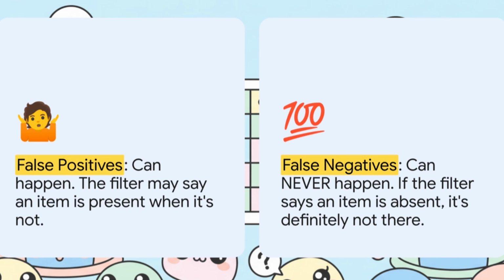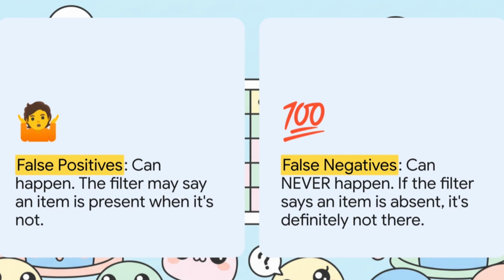It's a one-sided error. It can have false positives, it can lie and say something is there when it isn't, but, and this is the part you really gotta get, it can never, ever have a false negative. If the Bloom filter says an item is not in the set, that answer is 100% gospel truth. It is definitely not there.